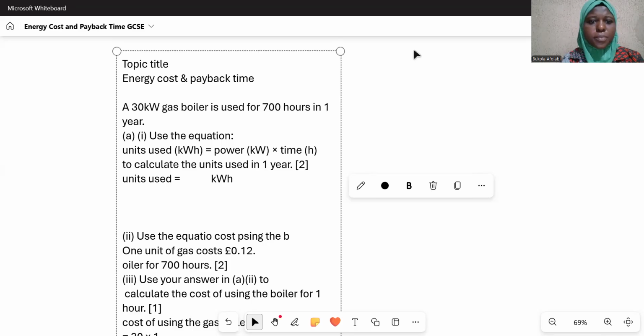Hey everyone. Today we'll be treating a GCSE question on energy cost and payback time. And this question is essential. It's very useful for us because this enables us to calculate the amount of energy we use in powering our devices in our various homes.